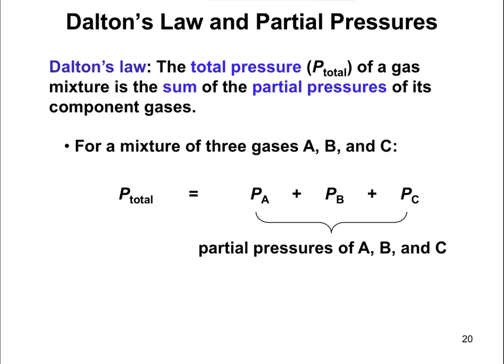So if you have a mixture of gases, here is a container, and you have gas A, B, and C. Basically, it says that the total pressure is going to be the sum of the partial pressures of A, B, and C. So what does that look like in terms of a problem that you might see?